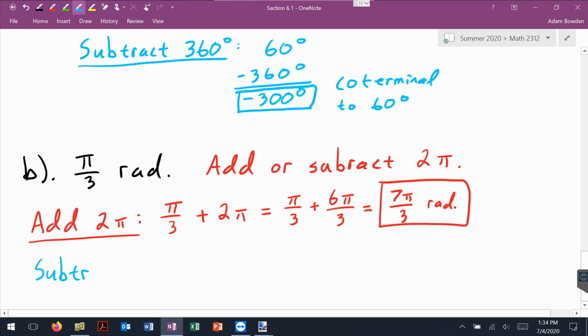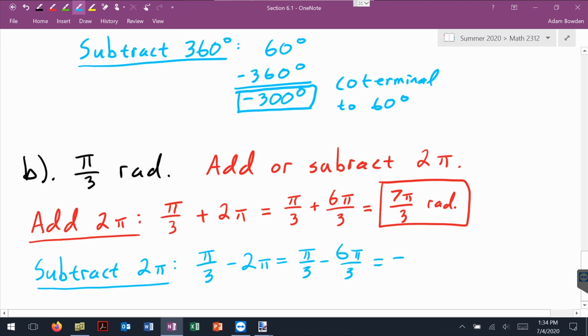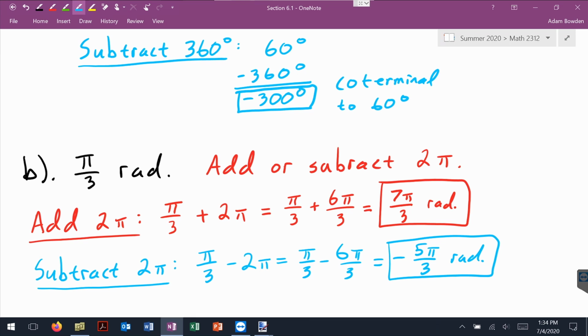Now if I subtract 2 pi, pi over 3 minus 2 pi would be pi over 3 minus 6 pi over 3, which would be negative 5 pi over 3 in radians. And so we can do this as many times as we want, either add or subtract 2 pi for radians or 360 degrees for degrees to get coterminal angles from any starting angle value.